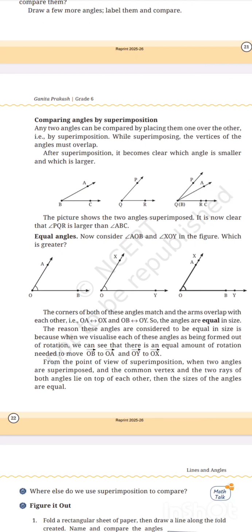From the point of view of superimposition, when two angles are superimposed and the common vertex and the two rays of both angles lie on top of each other, then the sizes of the angles are equal. Okay.